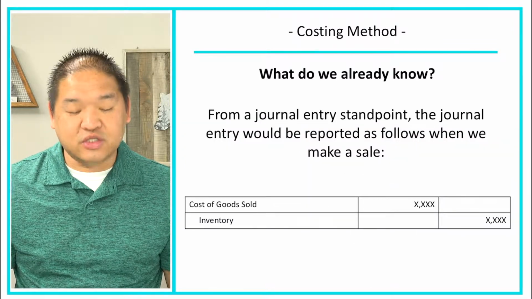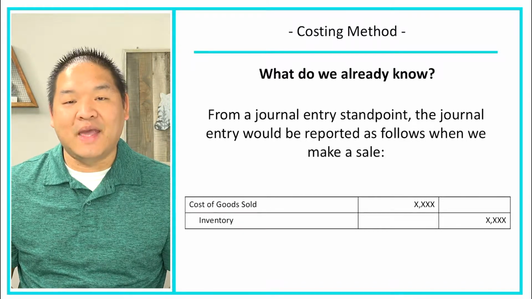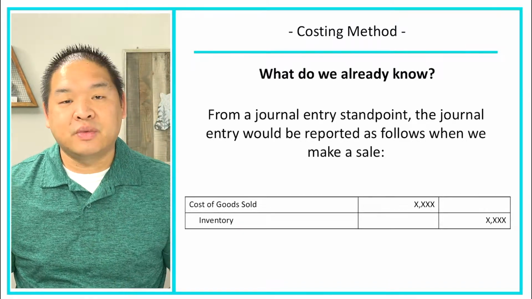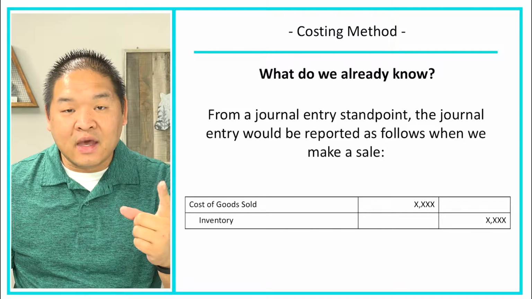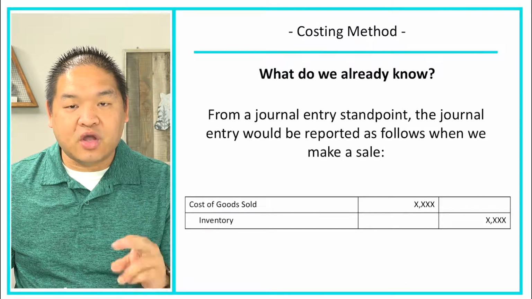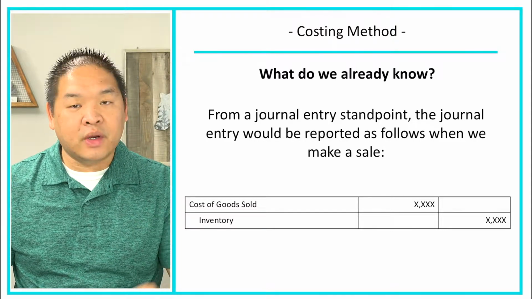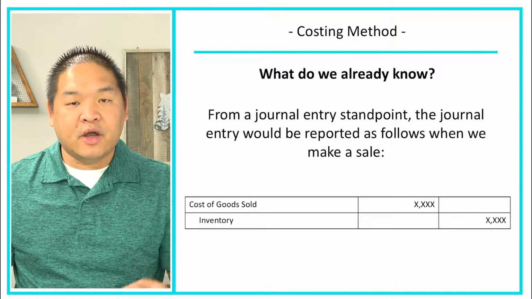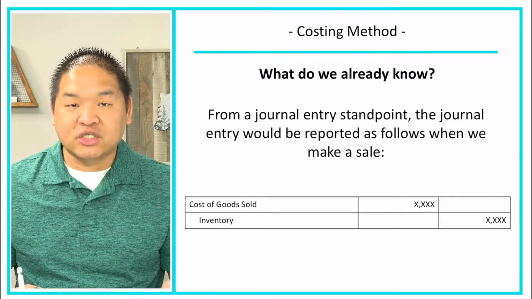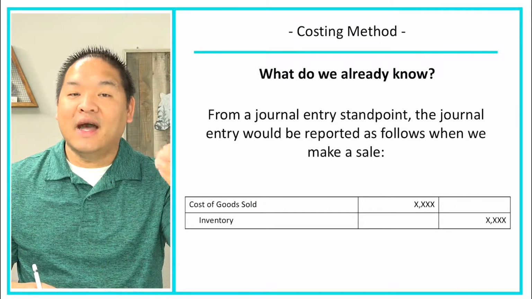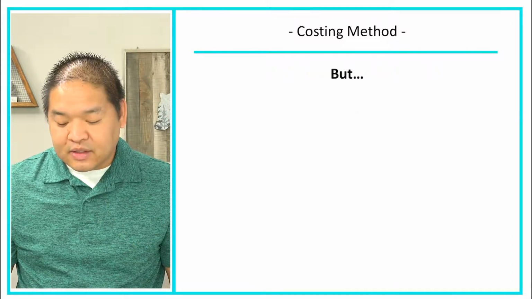Looking at it from a journal entry standpoint, the journal entry would be reported as follows when we make a sale. Remember that there are 2 transactions when we make a sale, one for the sale, one for the cost of goods sold. I'm omitting the sale entry here and just talking about the cost entry. When we move the cost from inventory to cost of goods sold, we would debit cost of goods sold for whatever amount we're going to move, and we're going to credit the inventory for the reduction of that inventory from our inventory account. So that's what it looks like from a journal entry standpoint. But what would happen in this situation?